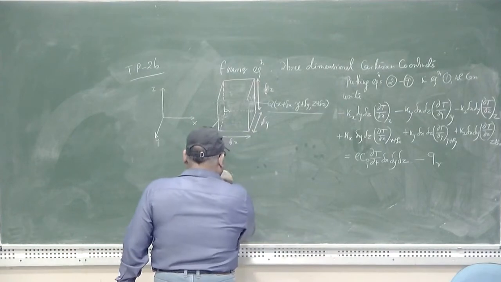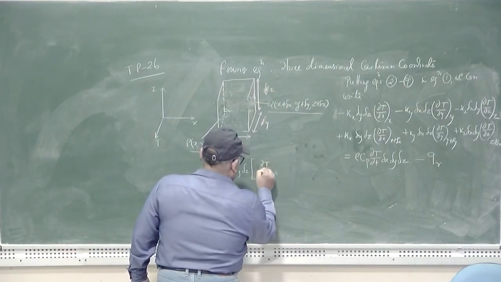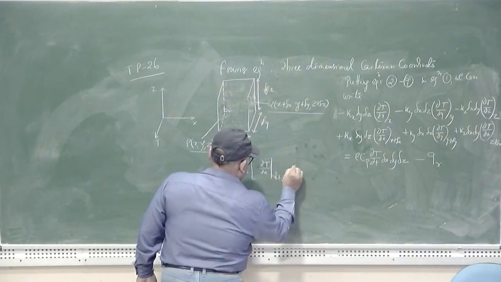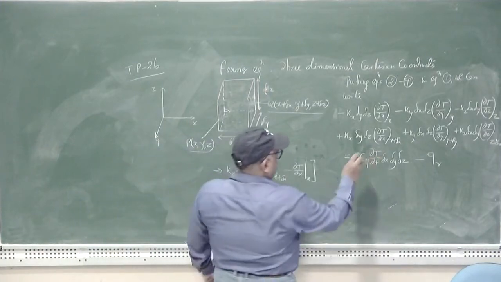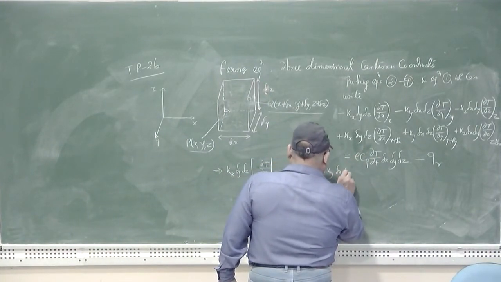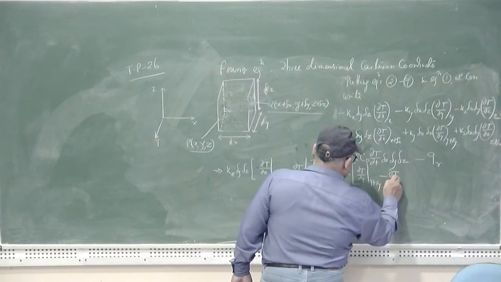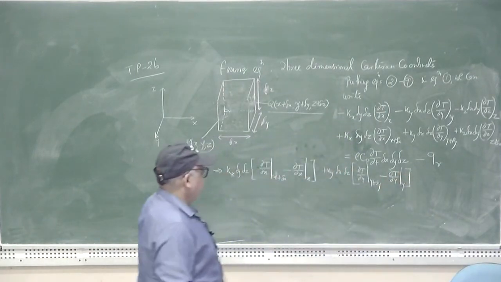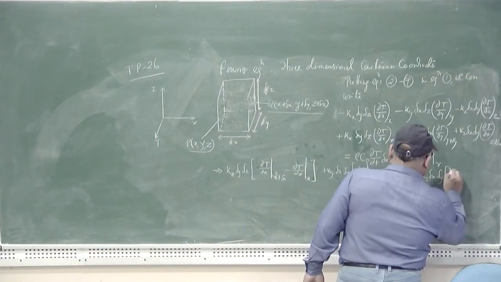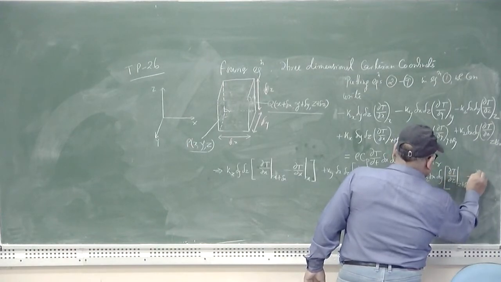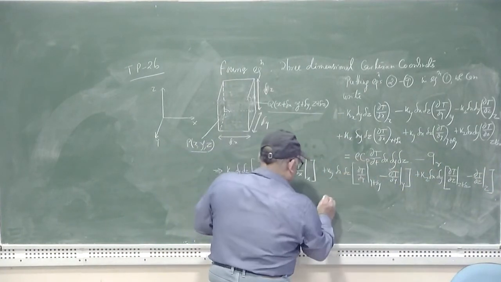So we can write kx delta y delta z, after rearranging the terms, you can write in this manner, plus ky delta x delta z common, this, plus kz delta x delta y, this, that should be equal to the right hand side.